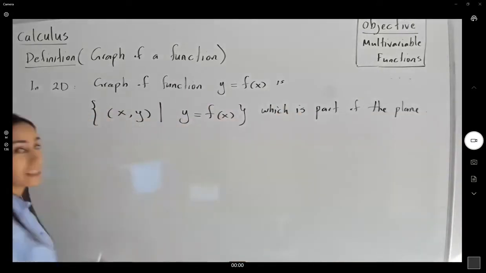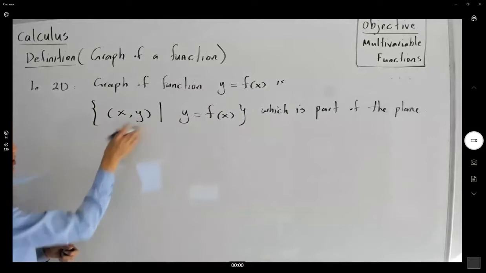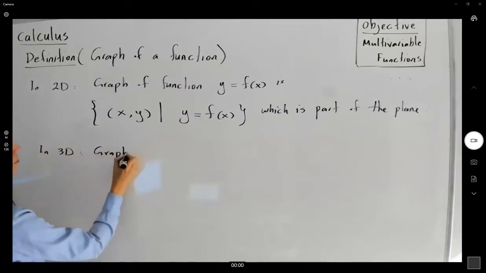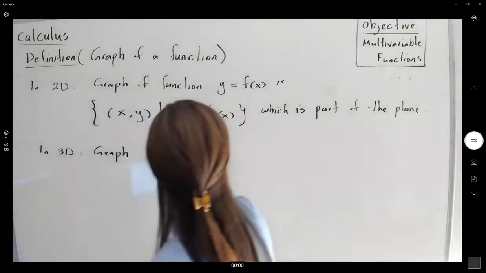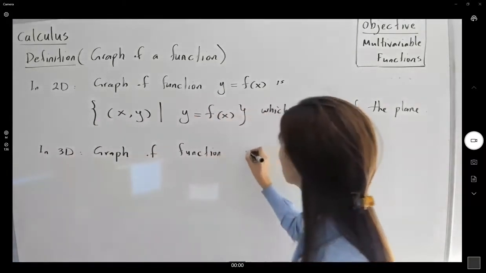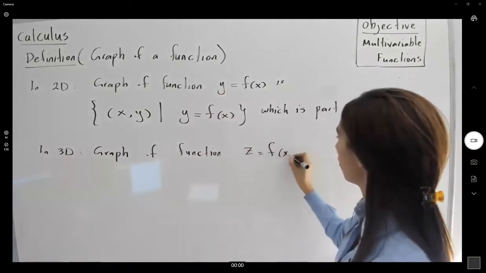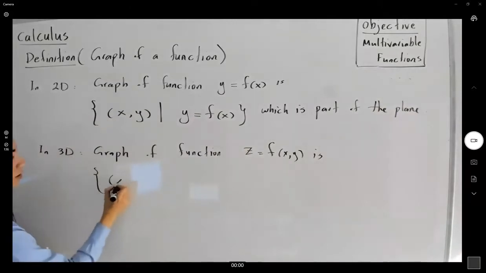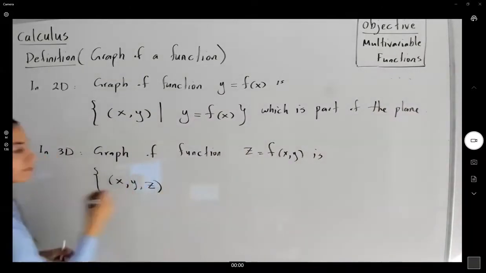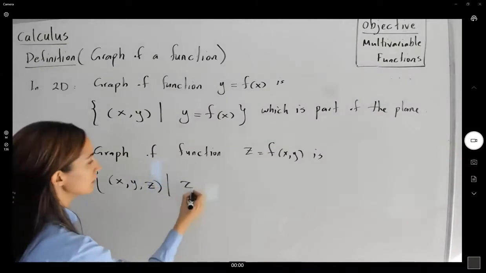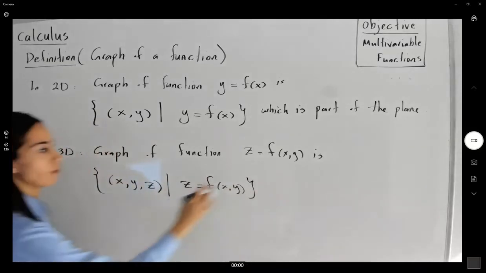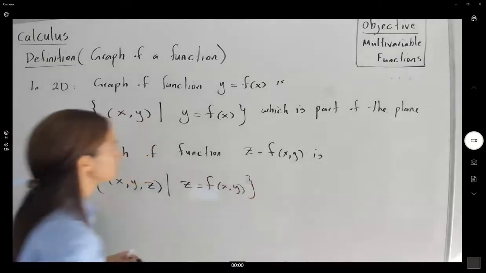In 3D, instead of having ordered pairs, we're going to have ordered triples. In 3D, the graph of a function like z equals f of x and y is defined as the set of all x, y, and z values such that z is equal to f of x and y. That's how we define the graph of the function.